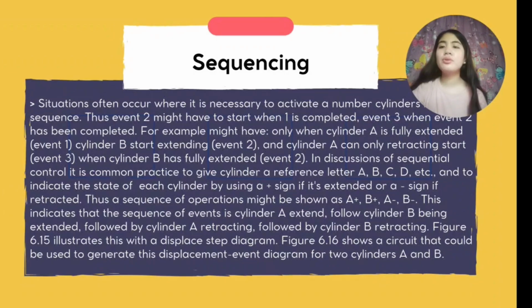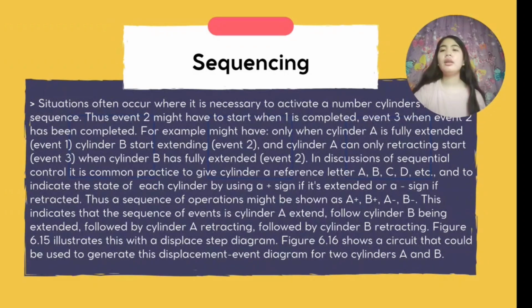In discussions of sequential control, it is common practice to give each cylinder a letter, A, B, C, D, and so on, with a plus to extend it and a minus to retract it. Thus, a sequence of operations might be shown as A plus, B plus, A minus, B minus. This indicates that the sequence of events is cylinder A extending, followed by cylinder B extending, followed by cylinder A retracting, followed by cylinder B retracting. Figure 6.15 illustrates this with a displacement-step diagram. Figure 6.16 shows a circuit that could be used to generate this displacement-step diagram for two cylinders A and B.